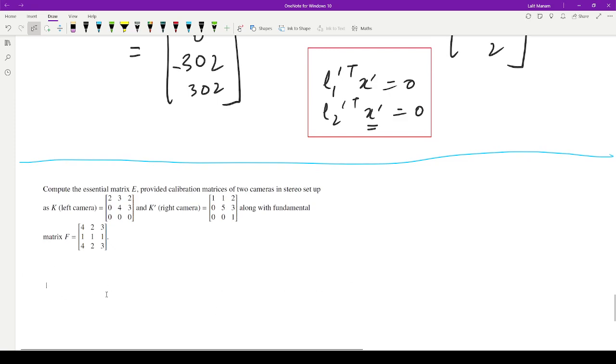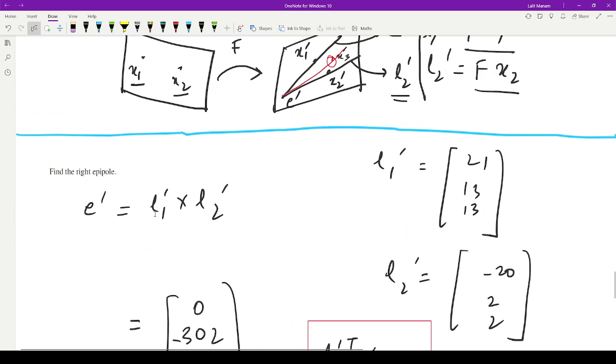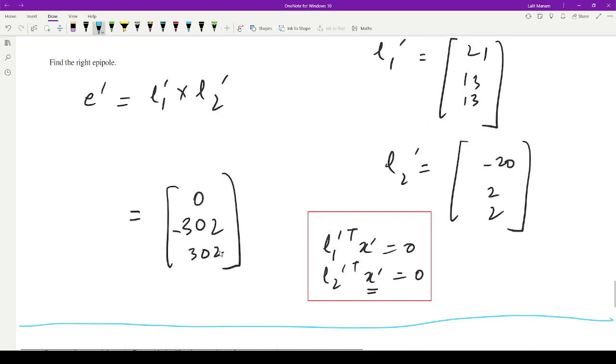In the above question, the right epipole is in homogeneous coordinates, right? Yes, you have to divide by 302. So 0, minus 1, 1. That's how you can equivalently write it.